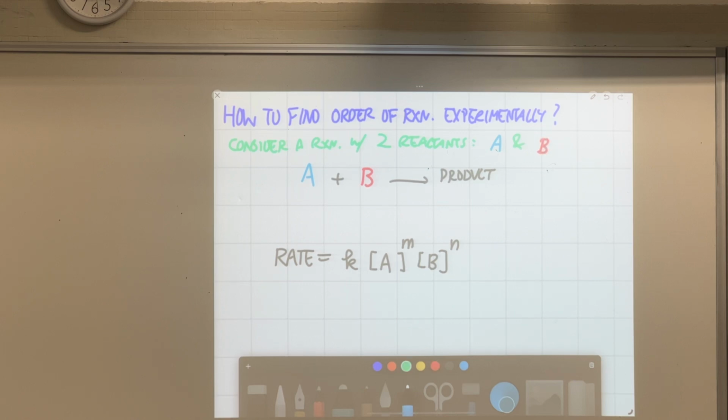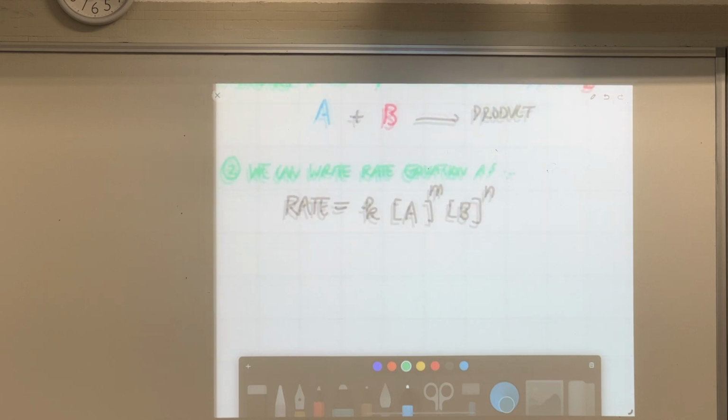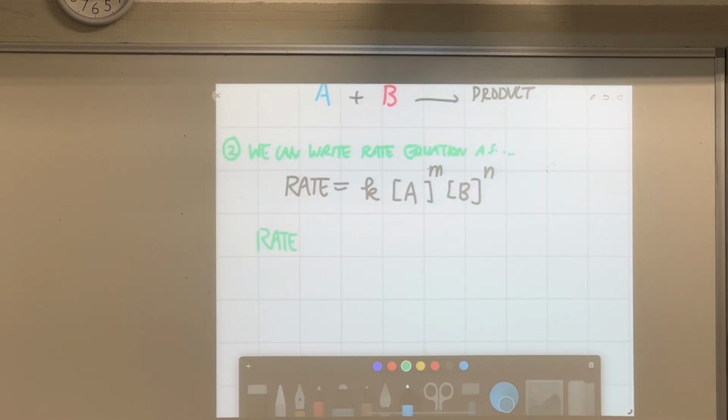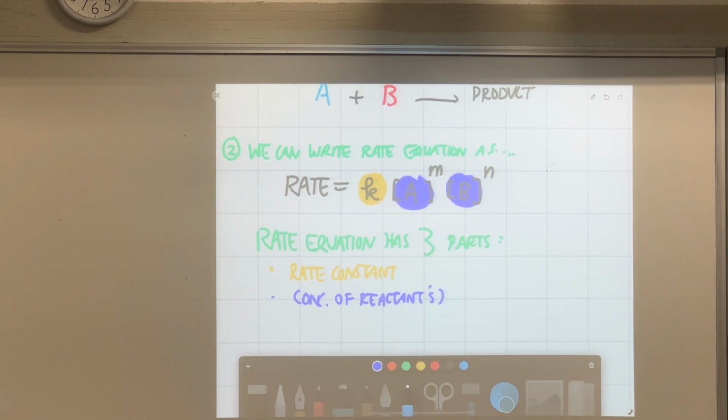Now, you can write down step 1, step 2, so it's easy to follow. Step 2 is that we can write the rate equation as this. And the rate equation has three parts. Let me remind you once again if you forgot. Number 1, the rate constant. Number 2, the concentration. So we have concentration of reactants. Note that there can be more than one reactant, so I put brackets in here.